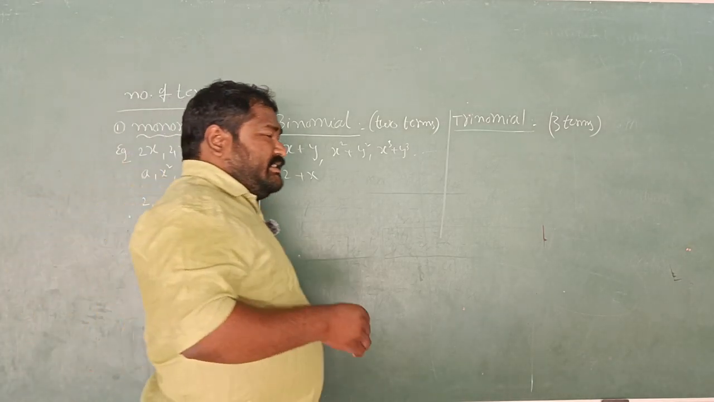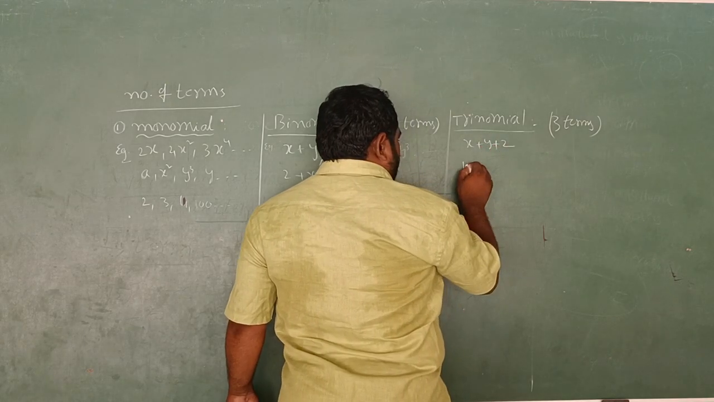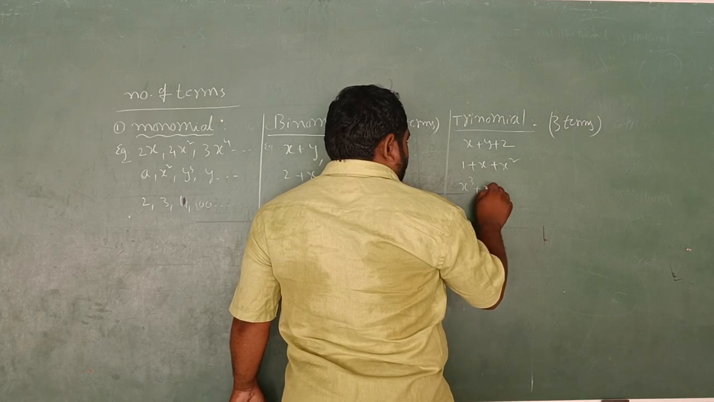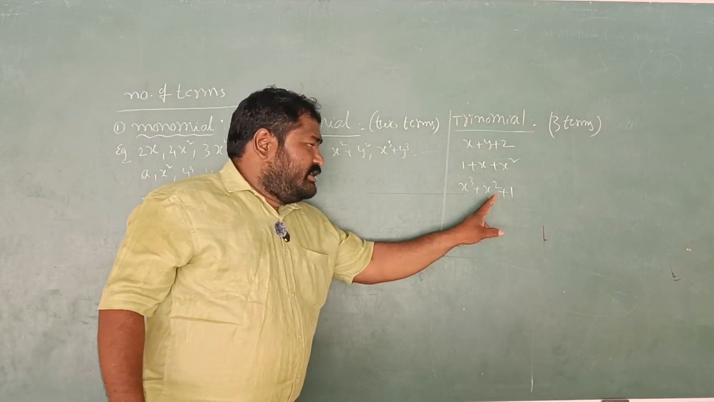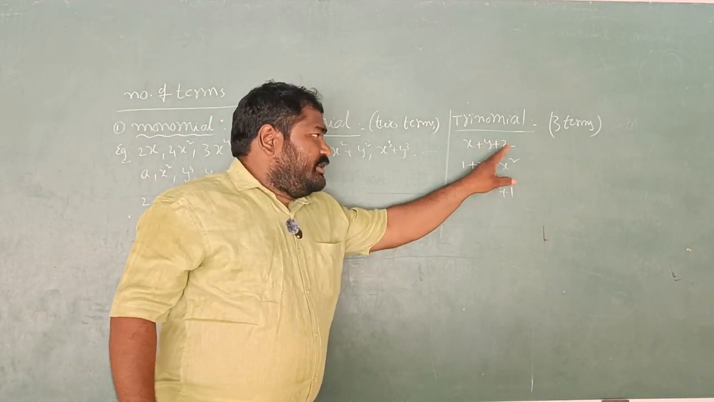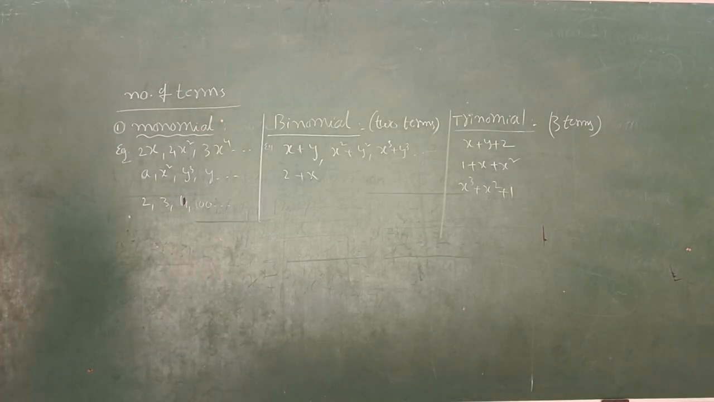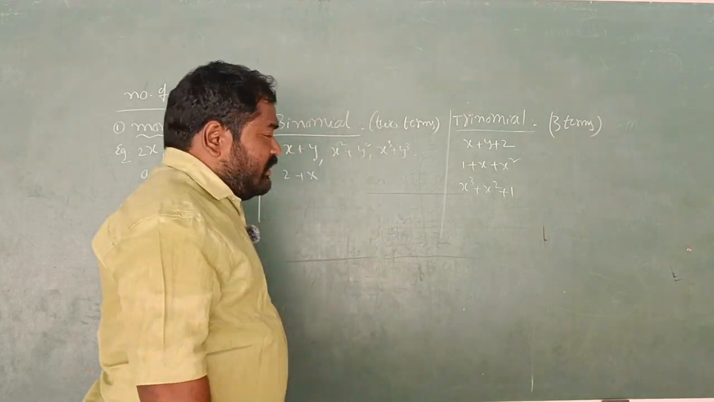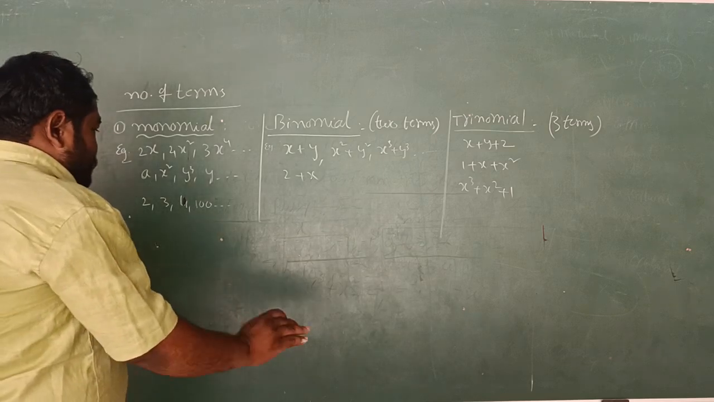For example, x plus y plus z, or 1 plus x square, or x cube plus x square plus 1. These are the examples. There are three terms, and this is called a trinomial. These are some more examples of monomial, binomial, trinomial, and next one is polynomial.